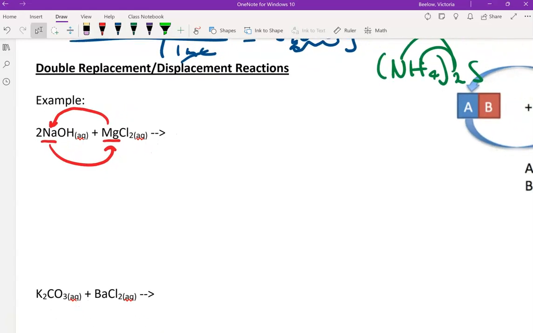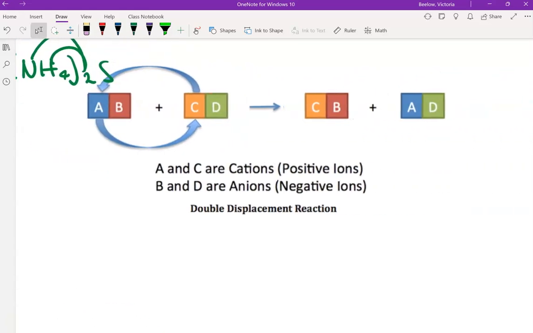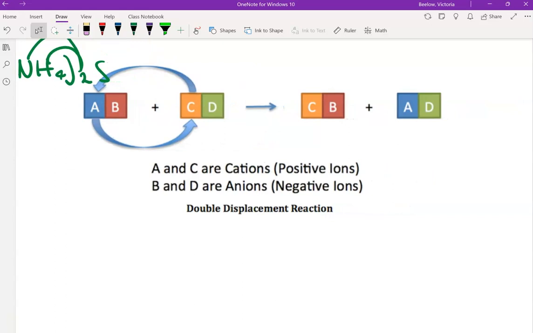Okay, so we're going to switch the first two, just like you see in this diagram here. If we have A, B, C, and D representing those different elements and their compounds, you're going to switch the first two, which are the cations. Those are technically the positively charged ones, which are always your metals.